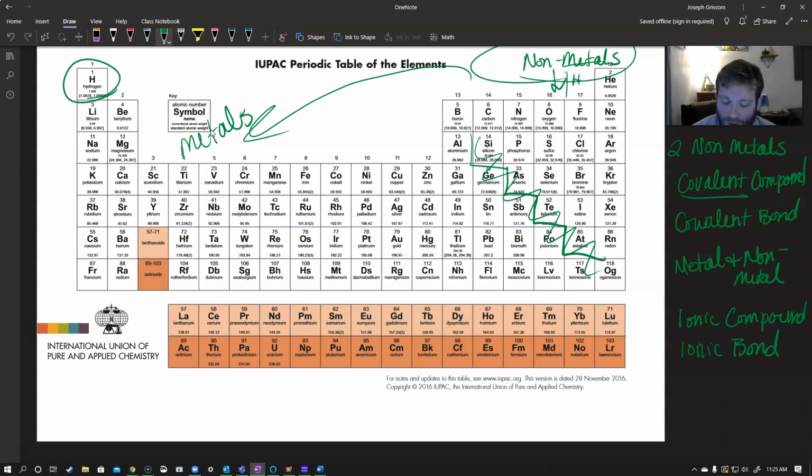So again, when we're looking at these compounds, the first step that we want to do is look at where those elements are located on the periodic table. That's going to be a really good indicator of what kind of bond you're going to be dealing with, and what rules you're going to need to follow as we're defining what that compound is, what it's made up of, and how we're going to draw it structurally.